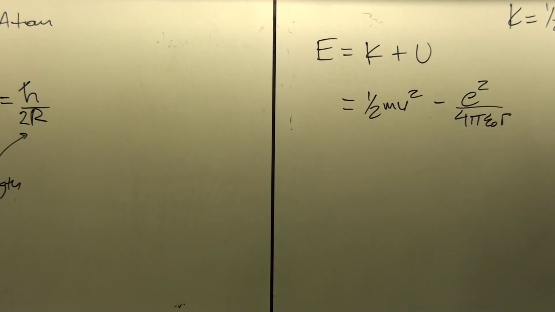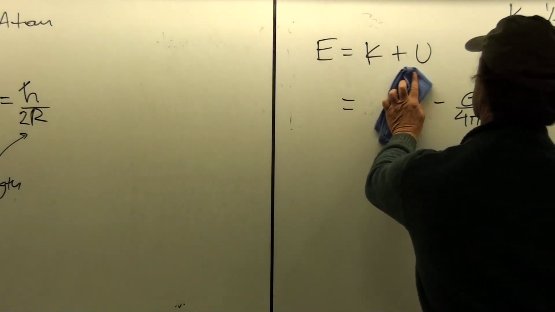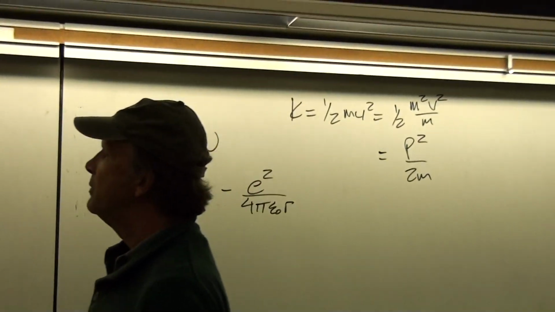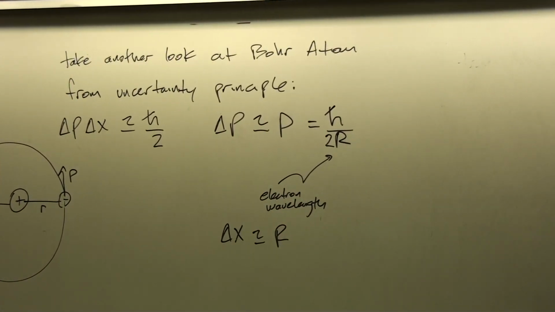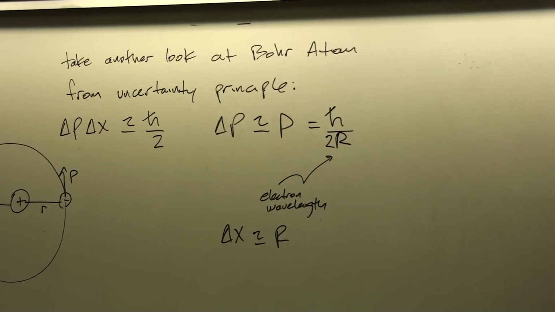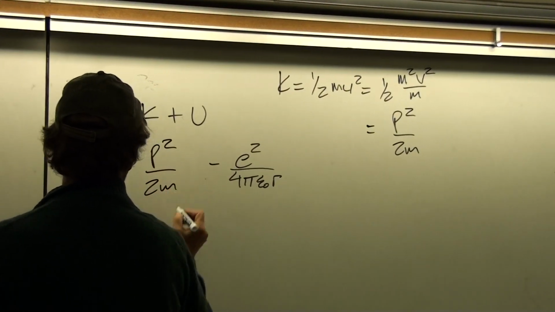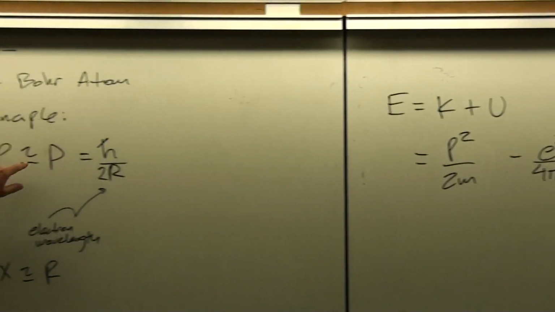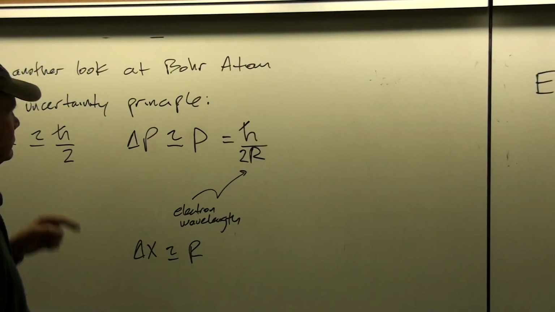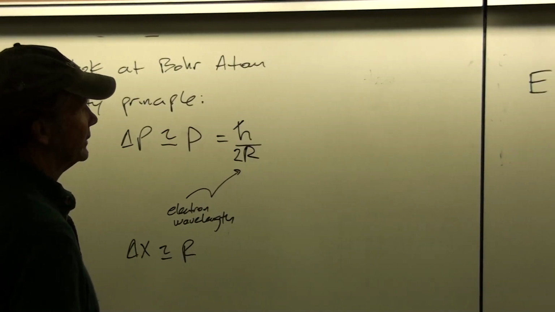Or we can write this as p squared over 2m. So from now on, instead of writing kinetic energy as 1/2 mv squared, because the momentum is such a basic quantity in quantum physics, I'm going to start writing it as p squared over 2m. Because that allows us to do a lot more with connections that we have between the uncertainty principle and our fundamental relationships of momentum and displacement.